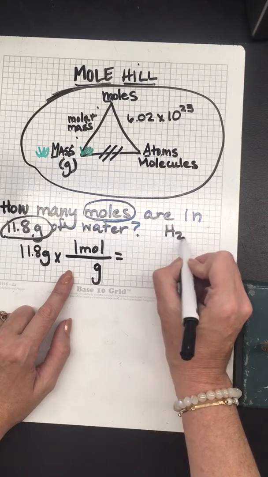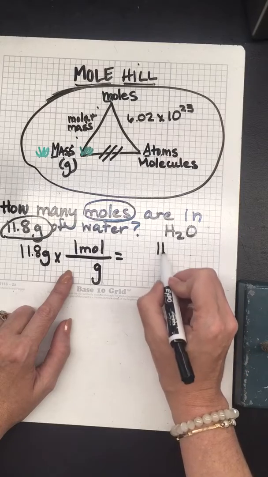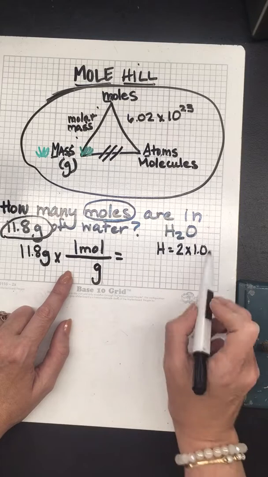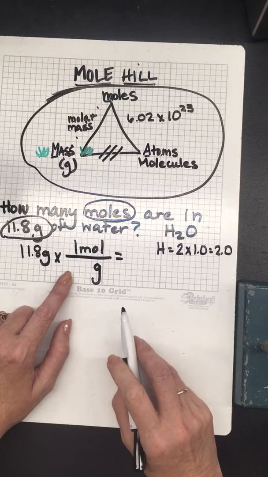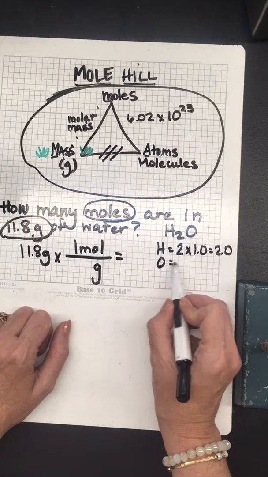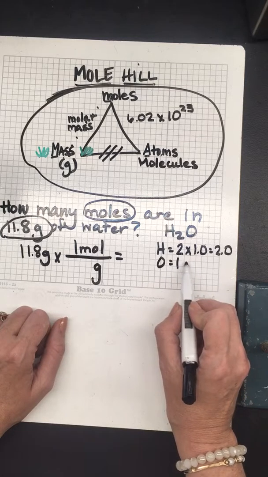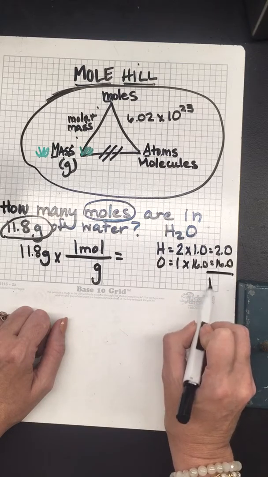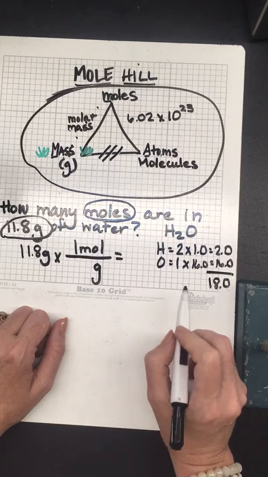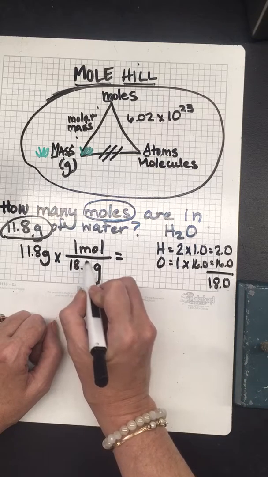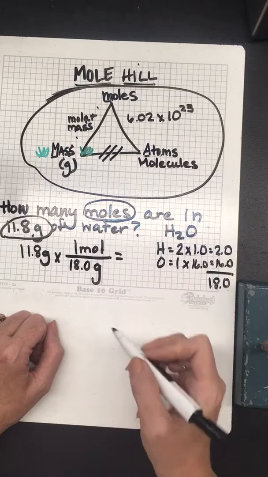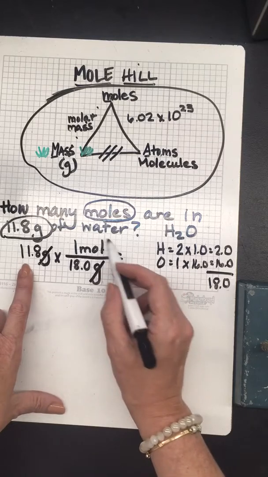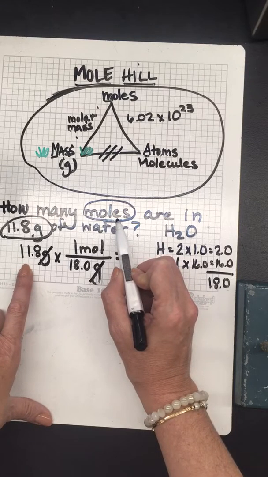Water's formula is H2O. We know that hydrogen, there are 2 atoms of that, and each is 1.0. That's a total of 2.0. We know that oxygen has 1 atom in this molecule of water times 16.0, so that's 16.0 grams. Add those together and you end up with 18.0 grams per mole. So 18.0 grams per 1 mole. Now we just work the problem mathematically. We cancel out grams and we're left with moles. That's what the question's asking for.